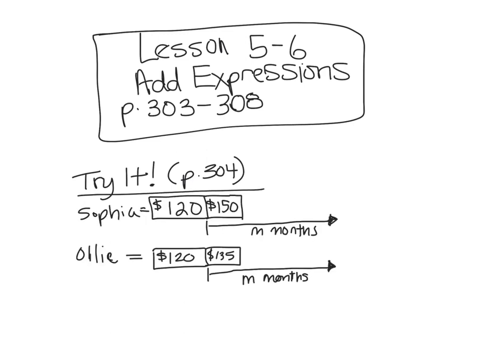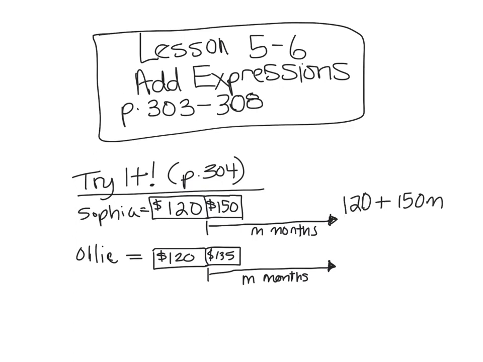All right, so let's take a look at the problem at the bottom of page 304. We're talking about Sophia and Ollie, and they are depositing money. Each of them made deposits that you see there on the graph in your book, and then I've got them also here on the whiteboard page. And what we're looking to do is to combine their deposits to determine the amount of money in their joint account after M months. So let's first take a look at Sophia's deposits.